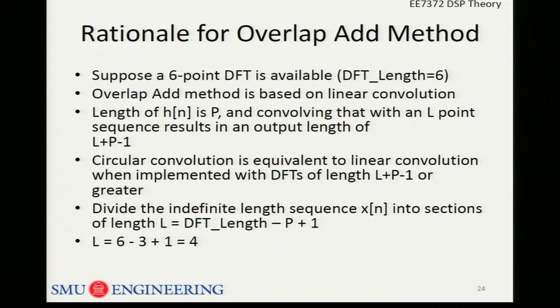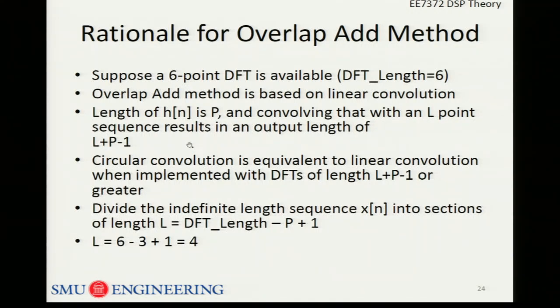So that means the length of the DFT is 6. Now the second bullet, this overlap add method is based on linear convolution. That's the philosophy. Remember on the previous algorithm, the overlap save, that was based on circular convolution. And we were just saving portions of the circular convolution that were equivalent to the linear. But this is not the case here. Here we're striving to have the output of the DFT be a linear convolution. So overlap add is based on linear convolution.